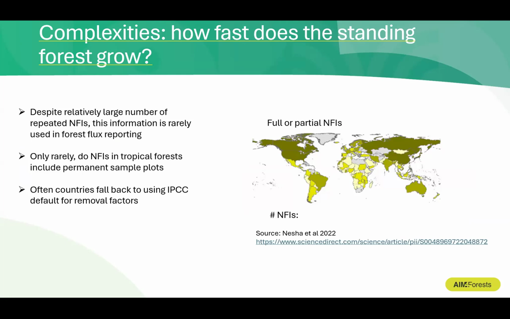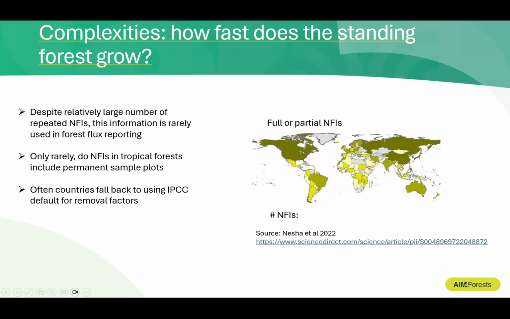Because to do that properly, you would need permanent sample plots. Very rarely do NFIs in the tropics include permanent sample plots. Often countries are forced to fall back to using those IPCC default factors. Those IPCC default factors, the very same ones that Jingjing really raised some serious doubts about just a few minutes ago in his presentation. So that's another complexity that I'll highlight.